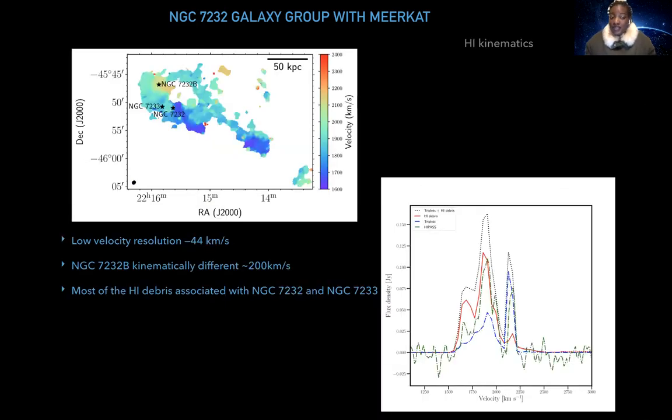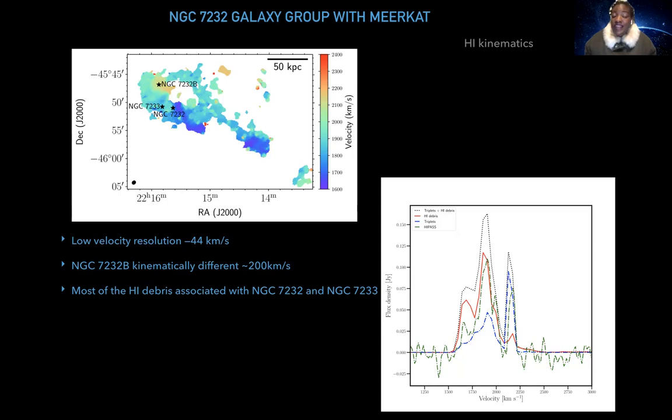Looking at the H1 kinematics, with the velocity resolution of 44 kilometers per second, we could not carry out detailed kinematic analysis from these observations. However, looking at the velocity field map on my left, it is clear that the velocities of NGC 7232b are different from the velocities of NGC 7233 and NGC 7232. The velocity difference is up to 200 kilometers per second.